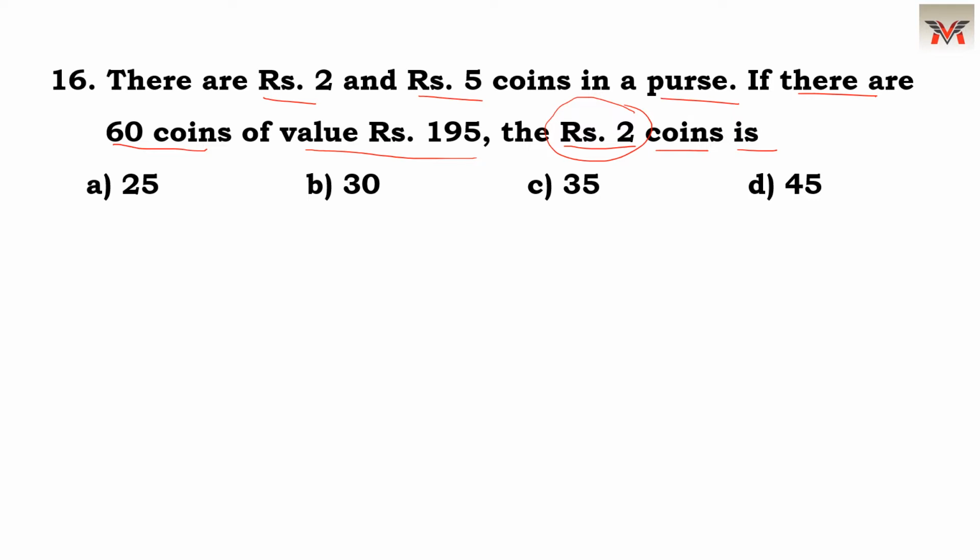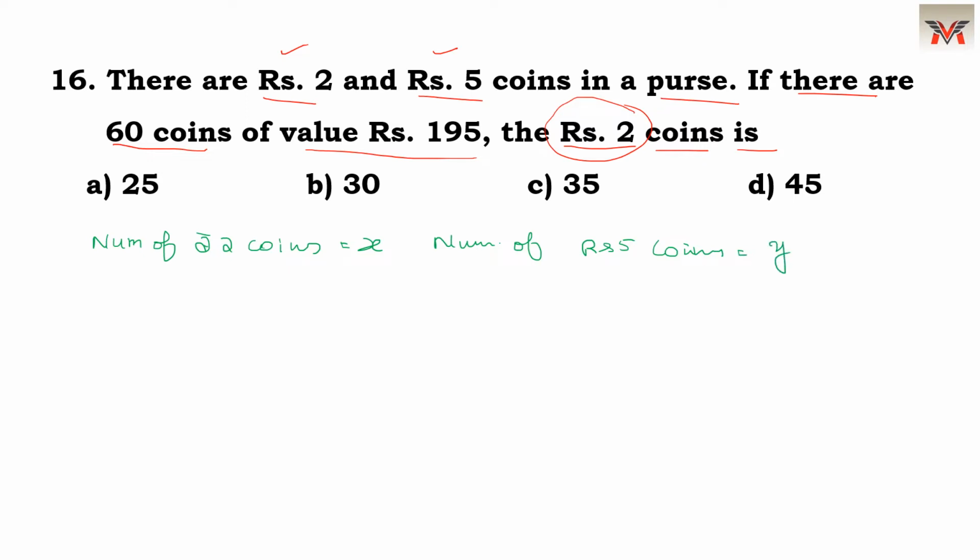Okay, so how you can solve this problem? Here we have two variables, that is one is rupees 2 coins and one is rupees 5 coins. Therefore we have to write the equations to solve the problem. Let us write the equation first. So here let us consider number of rupees 2 coins, that is equal to x, and number of rupees 5 coins, that is equal to y.